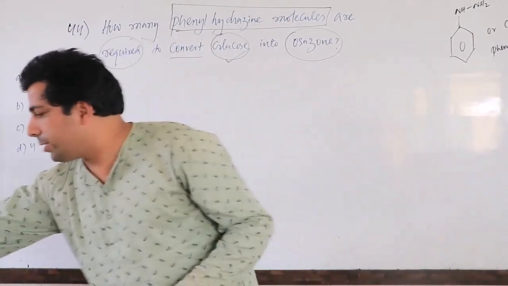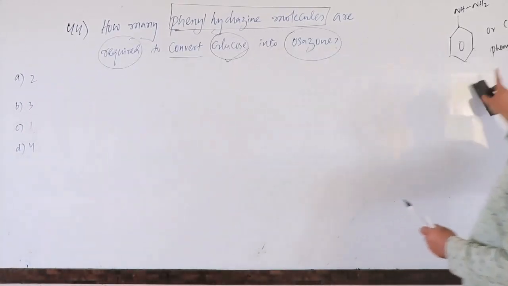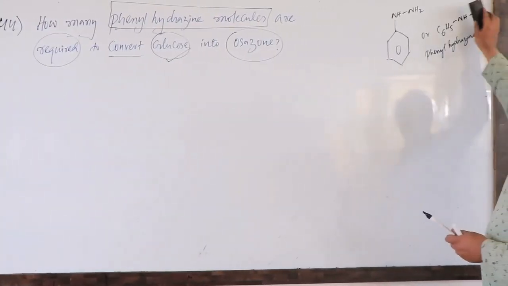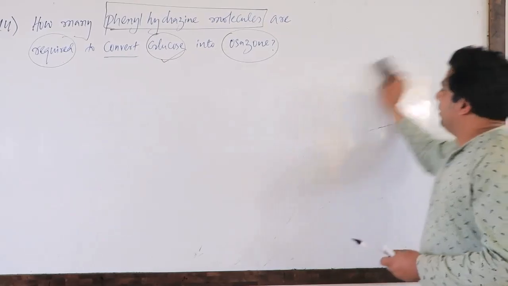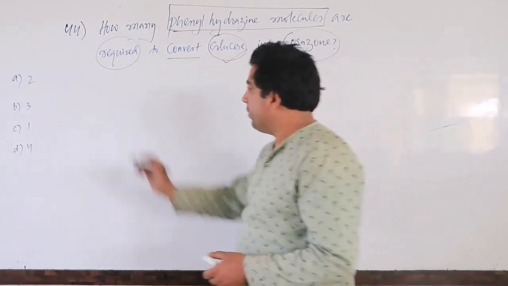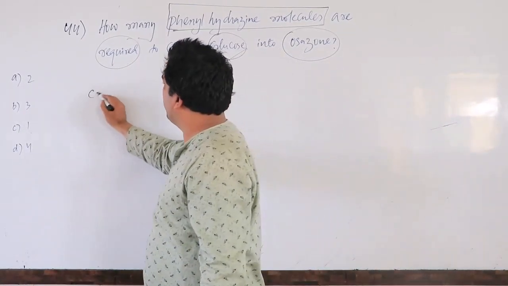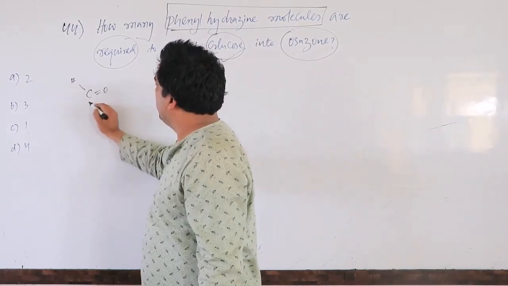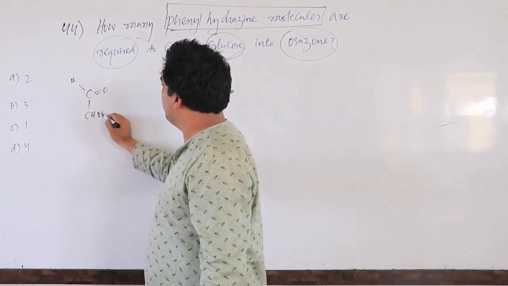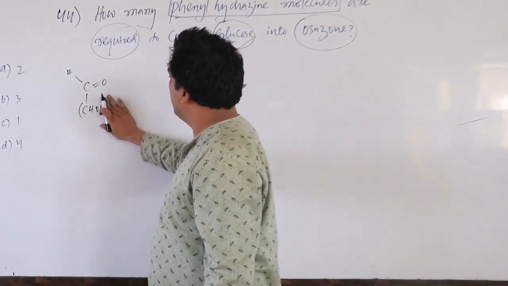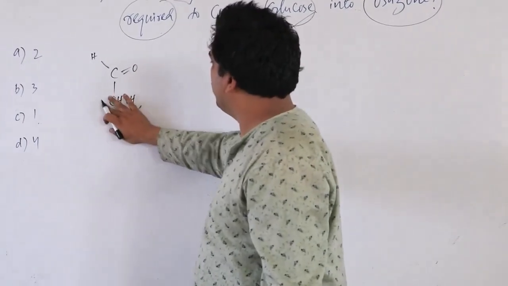So how many phenylhydrazine molecules are required to convert glucose into osazone, we have to tell. So let us start with our work. This is your phenylhydrazine molecule. Dear friends, let's take on the glucose molecule here. This is our glucose molecule. Let me open it up a little bit.